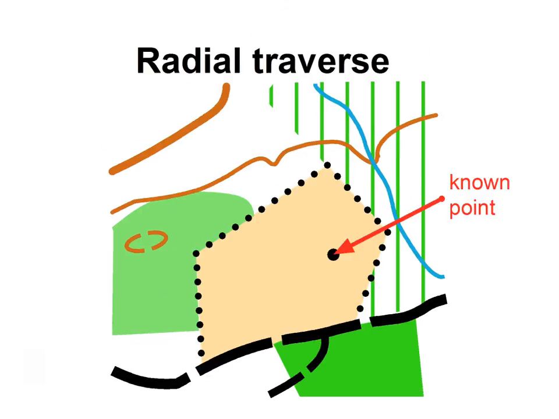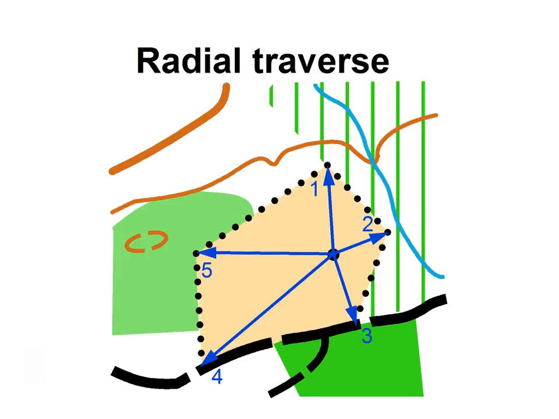Radial traverse. With the radial traverse, you measure from a start position, which is always the same, a series of points. This method is, for example, helpful to measure an area only from one point.